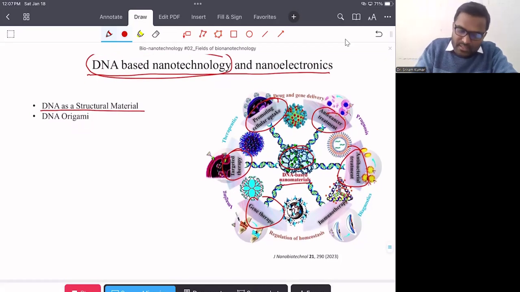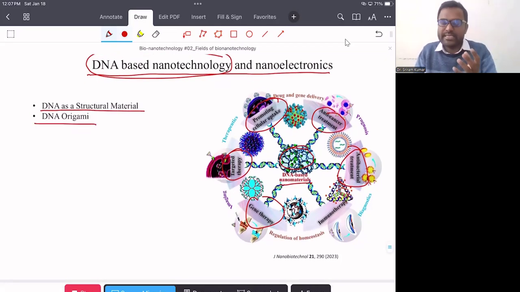And then the second is DNA origami. Since DNA can be modified into different shapes and sizes, it has the capability to be used in different applications: therapeutics, imaging, diagnostics, or other applications in these areas.